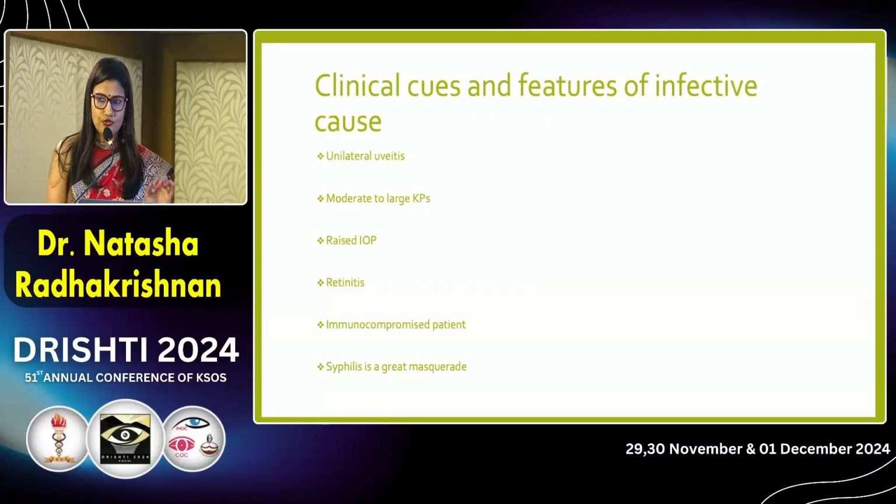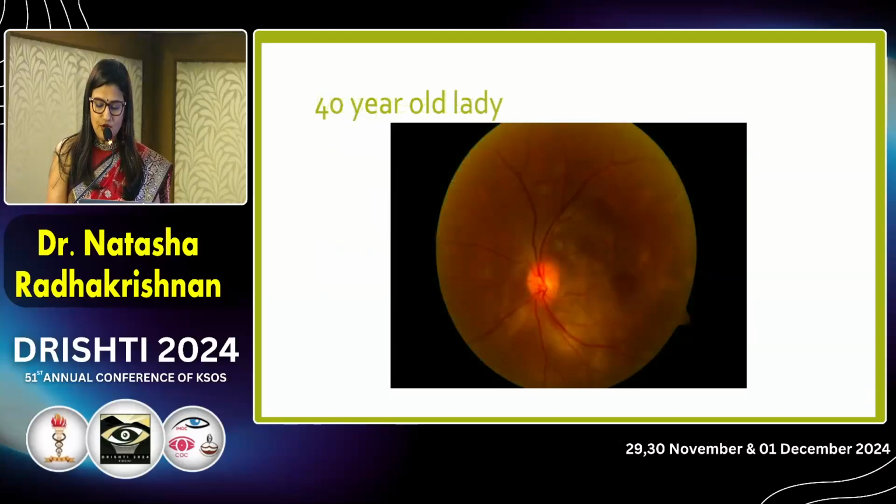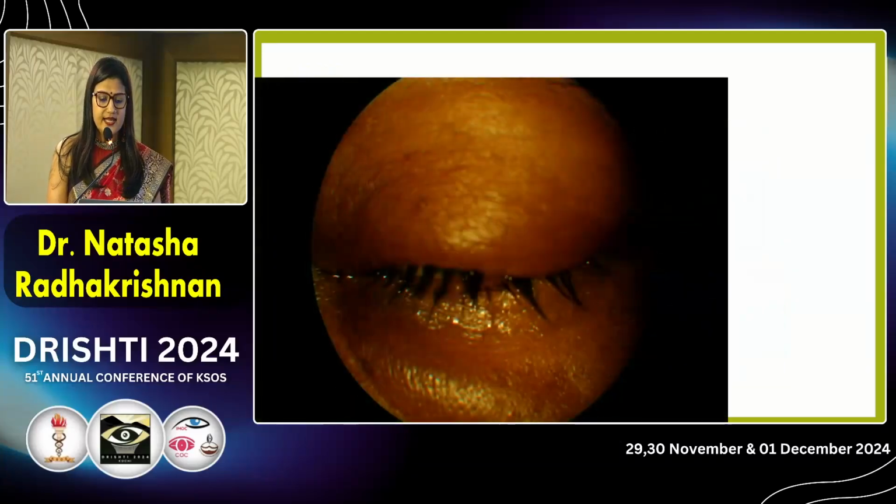Now, cues to find out if it is infective: it is usually unilateral, moderate to large KPs, raised IOP, retinitis, immunocompromised patient. Syphilis can be there in any kind of features. Just I'll quickly show you one case before I stop. So pattern recognition is what we said is most important in posterior uveitis, but this is a case where pattern recognition went horribly wrong. So 40-year-old lady who presented with multiple sensory neural detachments, and FFA showed pinpoint leaks.